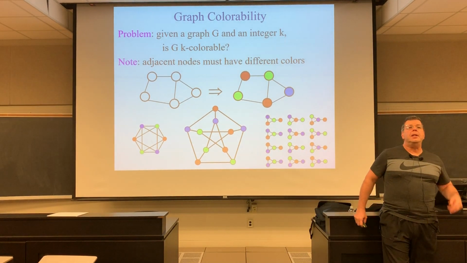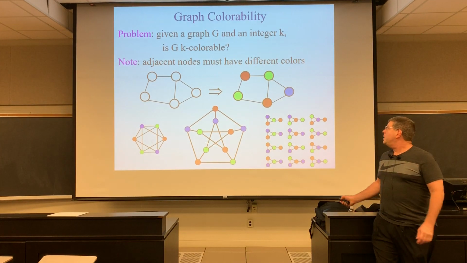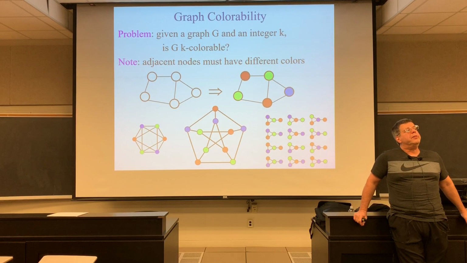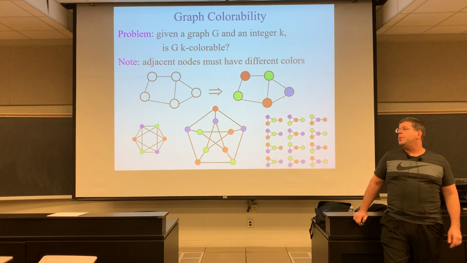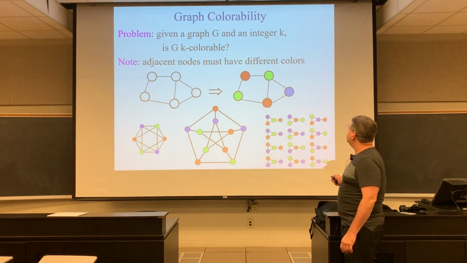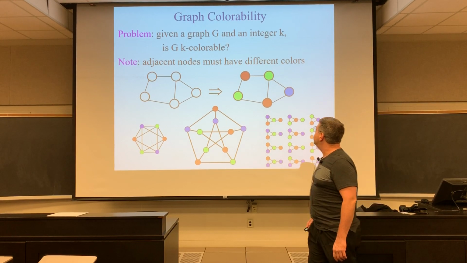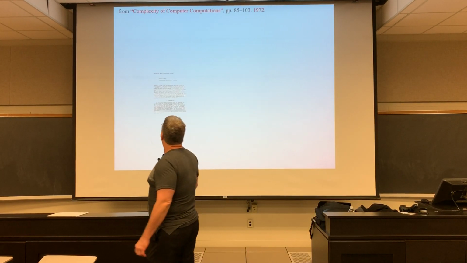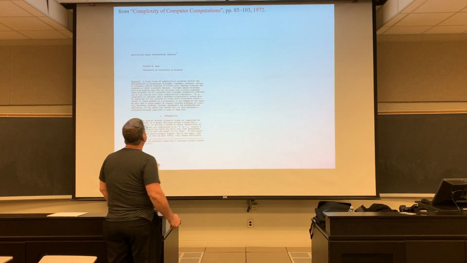And that's only for this tiny little graph. For an arbitrary graph of size n, there's an exponential number of ways to color it. So you don't want to look at all possibilities to see if this is 3 colorable. You definitely don't want to look at all 12 cases. So we'll get back to graph coloring. But for now, let's look at Karp's original paper.